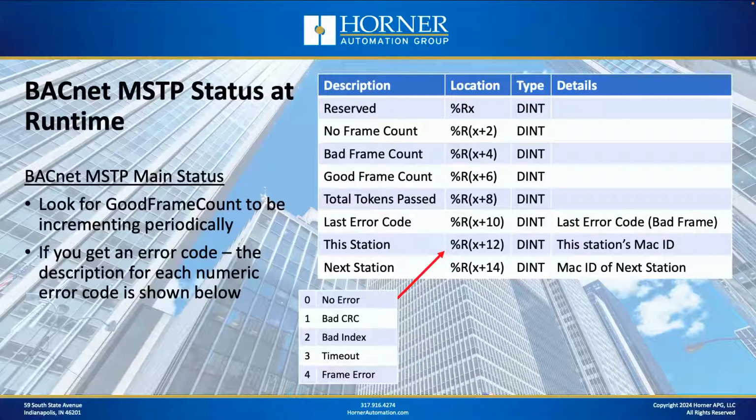And the last error code is also interesting, even though the arrow's kind of pointing in the wrong spot there. If you get a non-zero value in the last error code section of the status feedback, then you know you've got a problem, and there are 4 different error codes that you could receive. By decoding that, you can see specifically what your problem is, whether you've got no error, which is a 0, or one of 4 different actual errors, which is shown on the table. Okay, so that's the main MSTP status feedback.